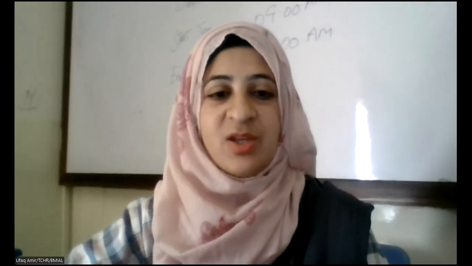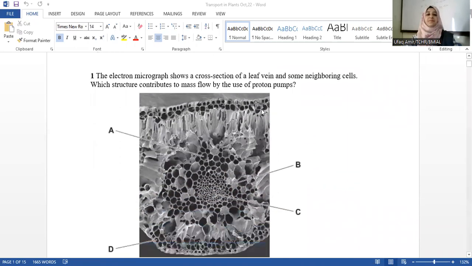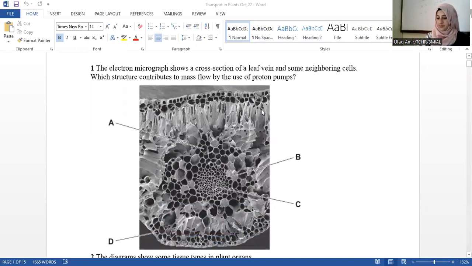Let me share the screen with you, and these are all the questions from the October November 2022 session. So let's start doing the past paper questions. Here's the paper which we are going to solve today. These are all the questions from the three variants of October November 2022, 11, 12, and 13. Let's start.